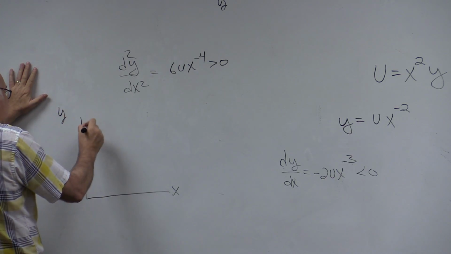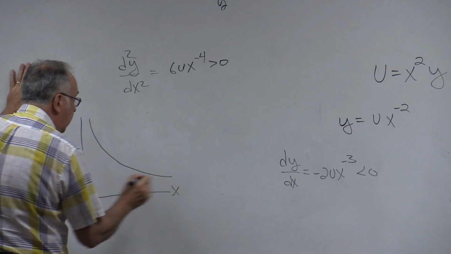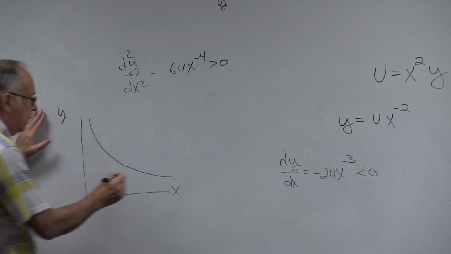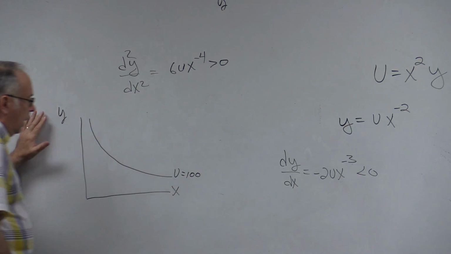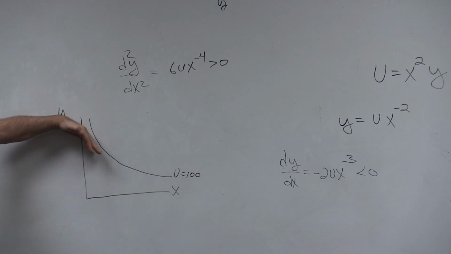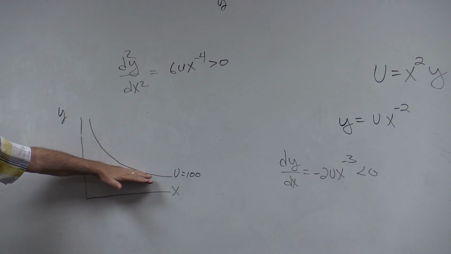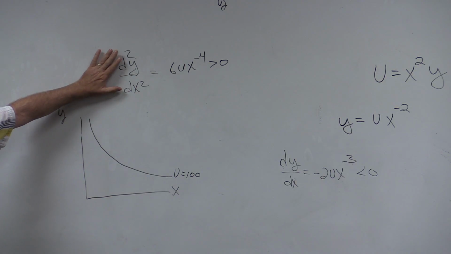So that means for any given value of u, say u equals 100, the indifference curve is going to look like this. It is going to be nice and convex. It always has a negative slope. dy dx is always negative. But as x gets bigger, the slope becomes less negative. The second derivative is always positive.